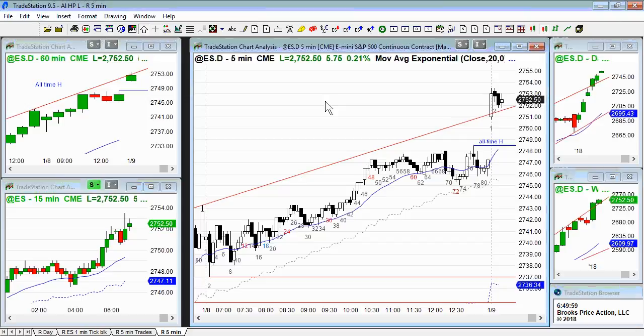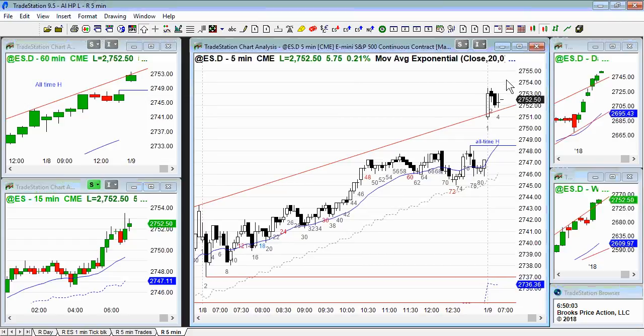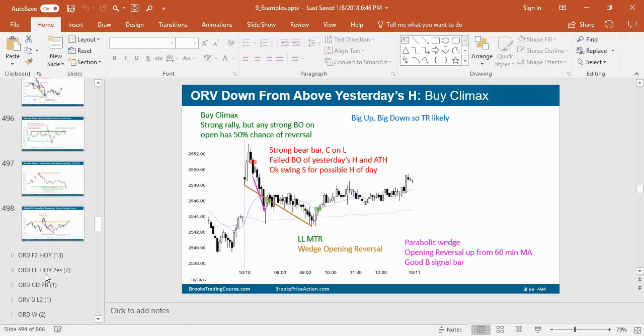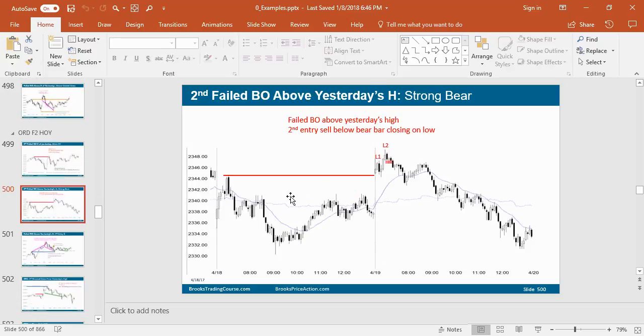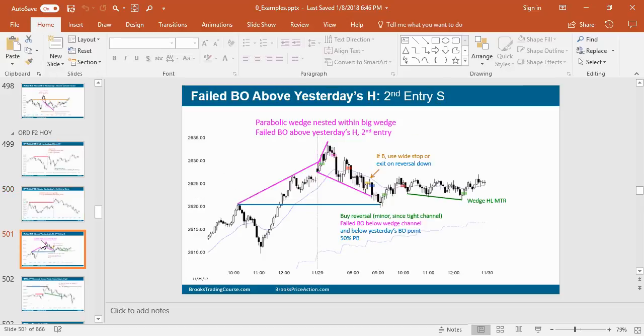What would be good for the bears is to get one more new high and then a second reversal with a good looking sell signal bar. So you get a second entry short like this. First entry failed and then a second entry. You have a better chance of a swing down. First entry failed, you get a second entry here. The bear's going to swing down.